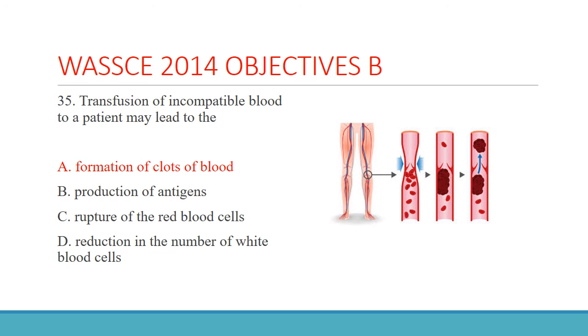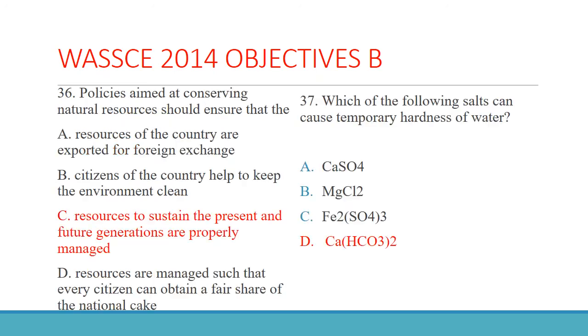Look at the picture here. When blood clot forms, the red blood cells will come together, they will clump together, and they can block some of the veins, some of the arteries, the vessels. They can block them from supplying blood to, let's say, the heart or some organs, and then it could cause death.